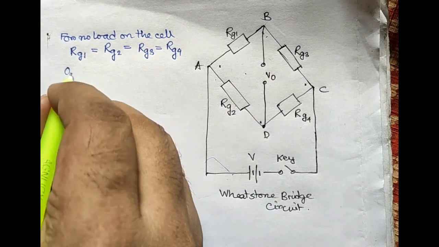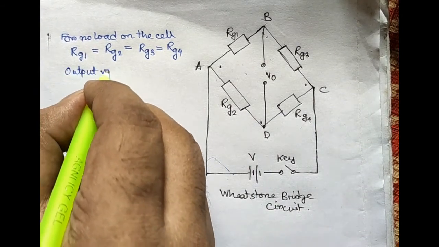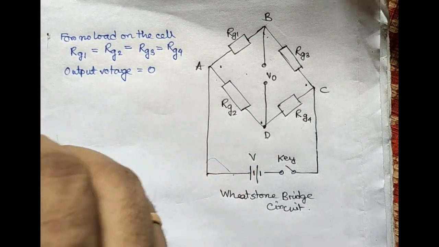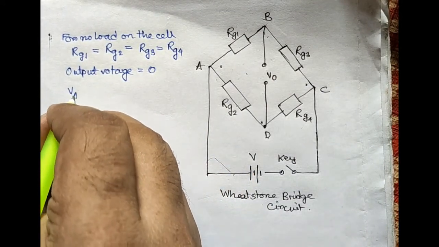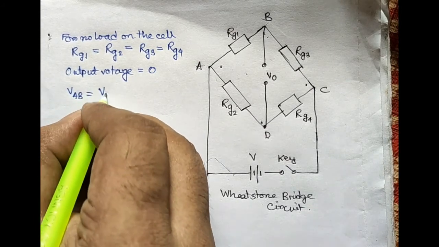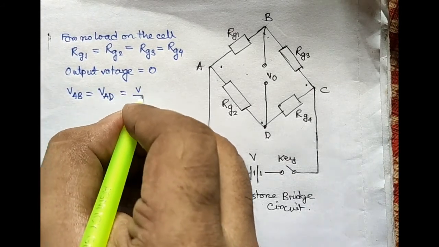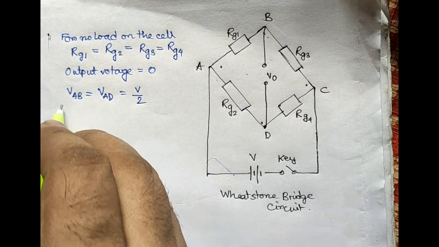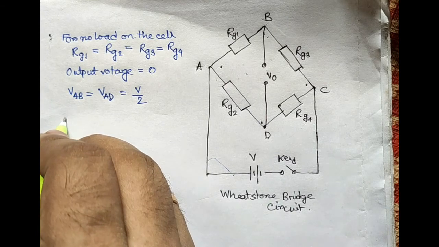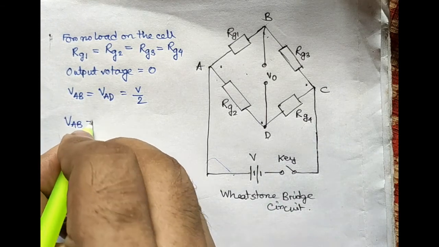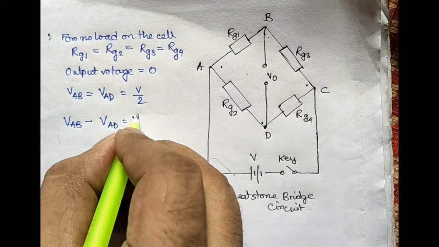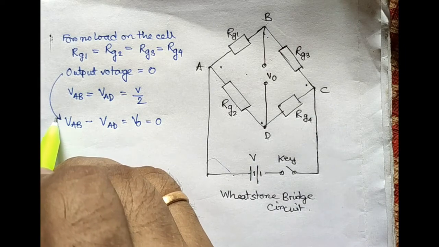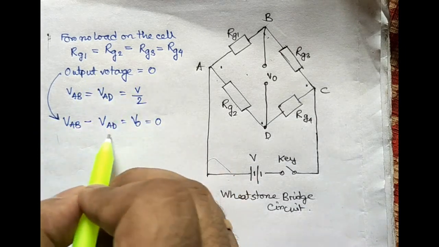For this output voltage equal to 0, we can say V of AB equals V of AD, that is equal to V by 2. Then from this equation we can say VAB minus V of AD equals V0, which is equal to 0 for this condition.